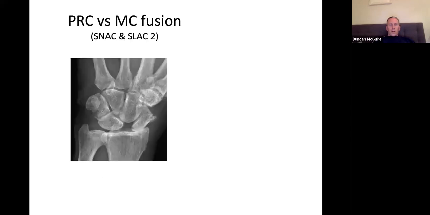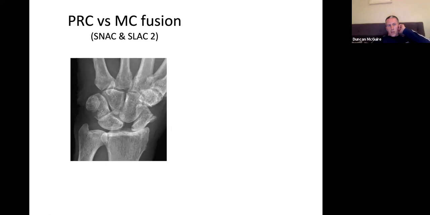So which is better? We said for SNAC and SLAC 2, the PRC and the midcarpal fusion are both good options, both motion preserving. In this X-ray here, this is a SLAC stage 2. You can see the styloid is involved and the whole of the scaphoid fossa is involved. The capitate head still looks pretty good on X-ray. There's still a good joint space there, and it doesn't look arthritic. So I'd call this a SLAC stage 2.